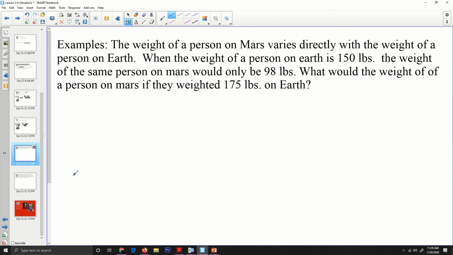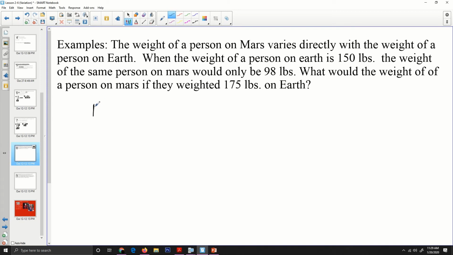It says, the weight of a person on Mars varies directly with the weight of a person on Earth. When the weight of a person on Earth is 100 pounds, the weight of the same person will only be 98 pounds on Mars. What would the weight of a person on Mars be if they weighed 175 pounds on Earth? Okay, so the weight of a person varies directly with the weight of a person on Earth.